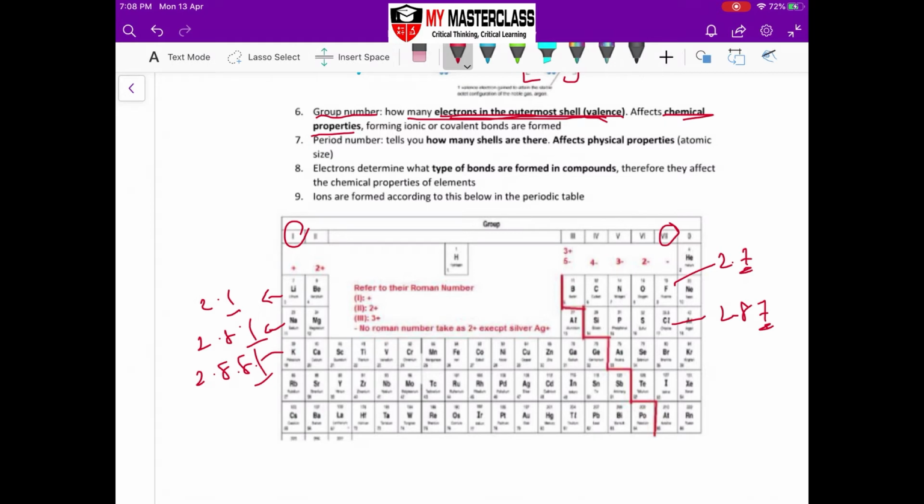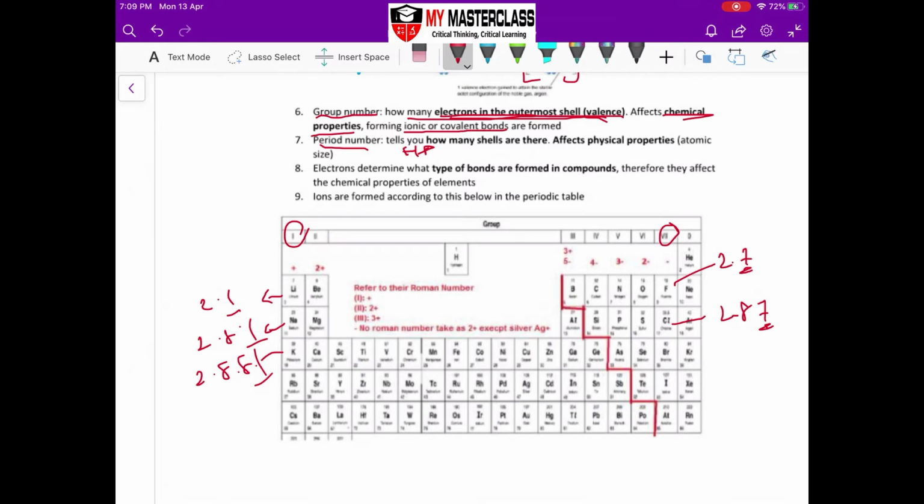Electrons are very light, they will move. When they move, they affect the chemical properties. They affect what kind of bond, whether it is ionic bond or covalent bond. Ionic and covalent bond, you will learn either in upper sec or in sec 2. Period is the horizontal rows. I remember it as horizontal is period, your handphone, everybody can remember. So period tells me how many shells there are.